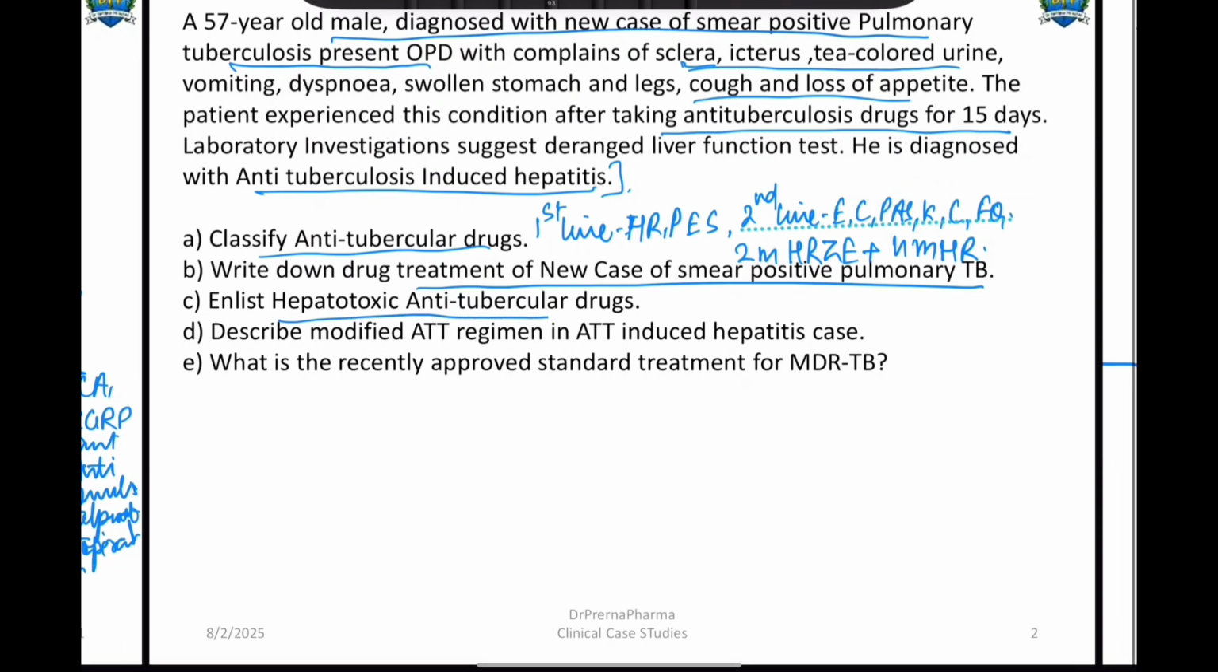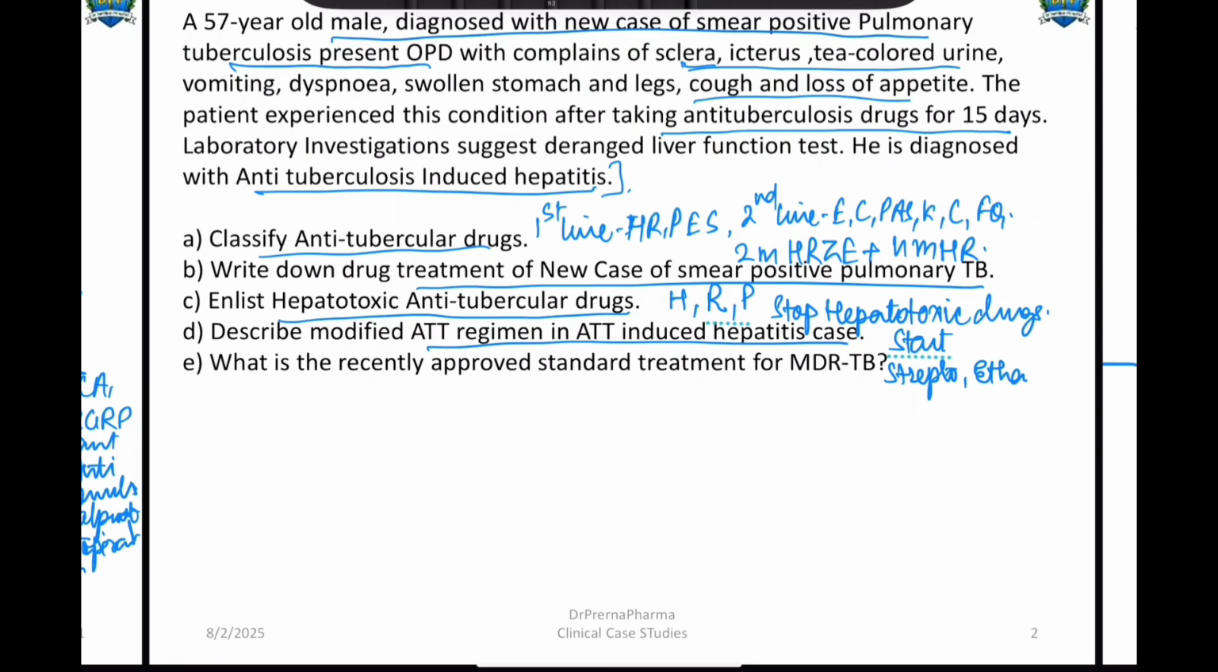Next is enlist hepatotoxic ATTs. So among hepatotoxic drugs we have isoniazid, rifampicin, and pyrazinamide. Describe modified ATT regime in ATT-induced hepatitis case. So now in this we have to first stop the hepatotoxic drugs. In drug-induced hepatitis, stop hepatotoxic drugs. Then you have to start with the second line drugs. Plus you can add streptomycin, or ethambutol can continue. You can add levofloxacin also. Reintroduce them slowly, one by one, right?